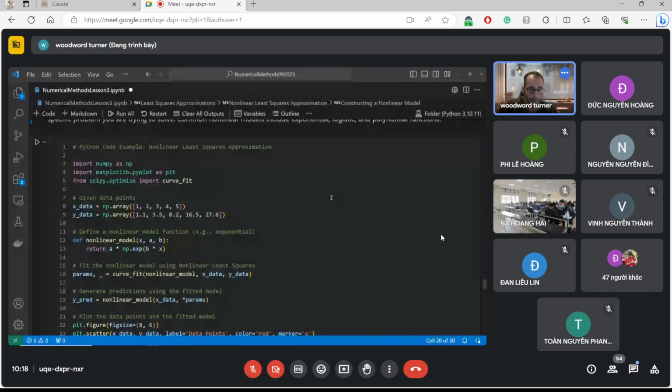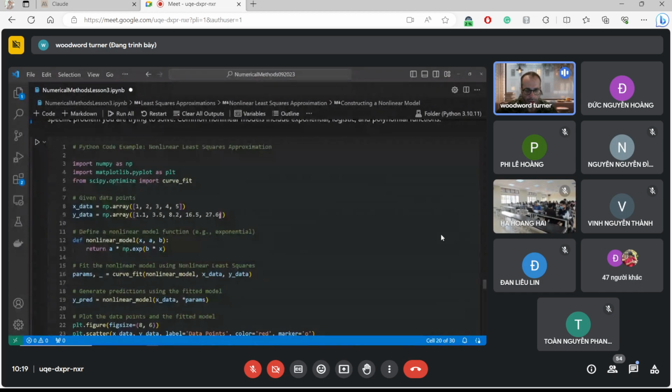So I have these data points. I made 1, 2, 3, 4, 5 for my x, and then for my y, 1.1, 3.5, 8.2, 16.5, 27.6. And like the homework problems, you'll get some x and y data, and you'll get to play around with this. A lot of the homework stuff you can do by hand.